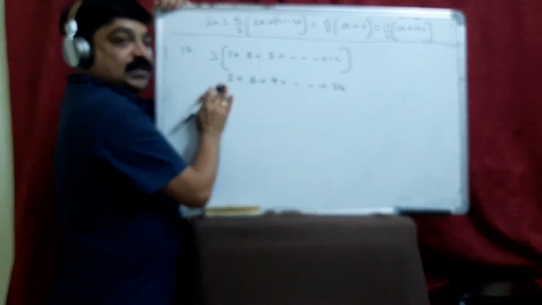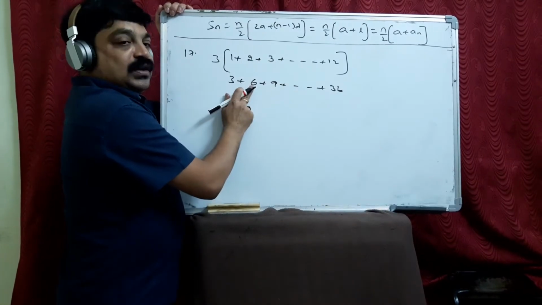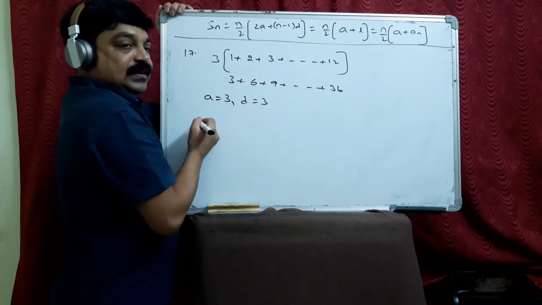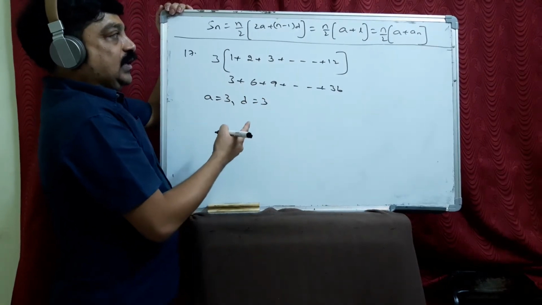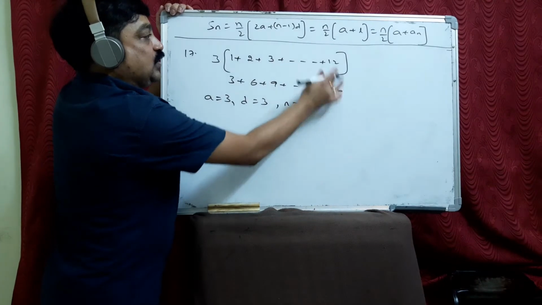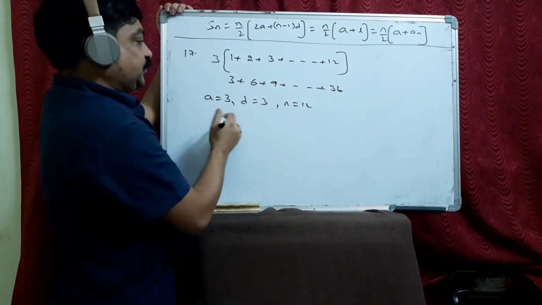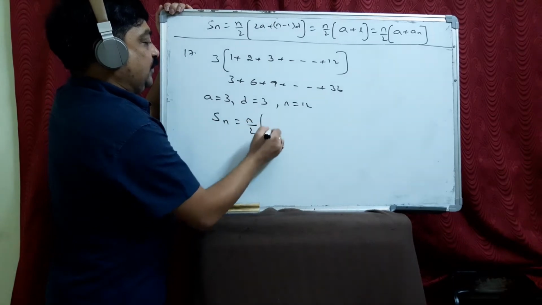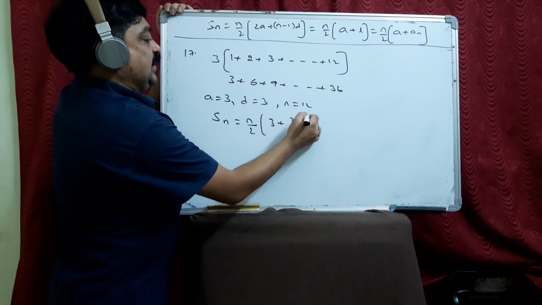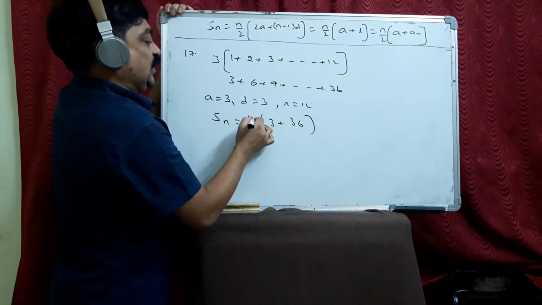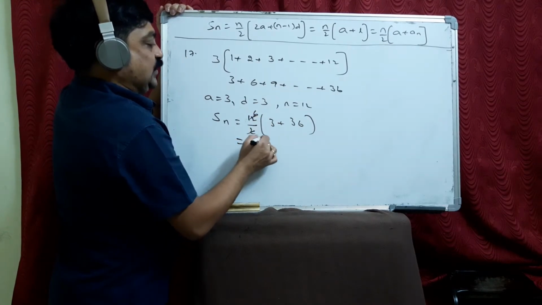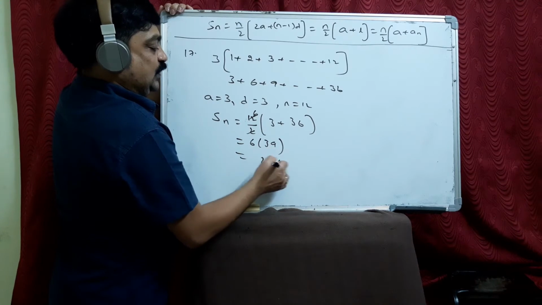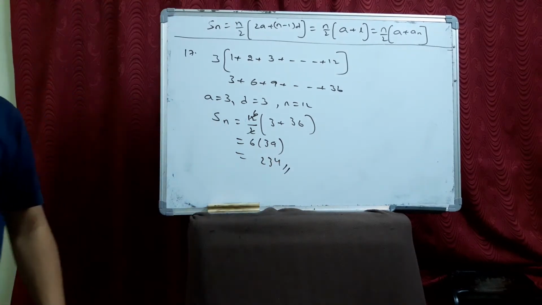So you have the first term, last term, and also the common difference. So a is 3, d is 3. Let us find out, n is 12, because we know there are 12 classes. So you need to find out Sn, which is n by 2 of first plus last. n is 12. 6 into 39. 234 plants. Okay.